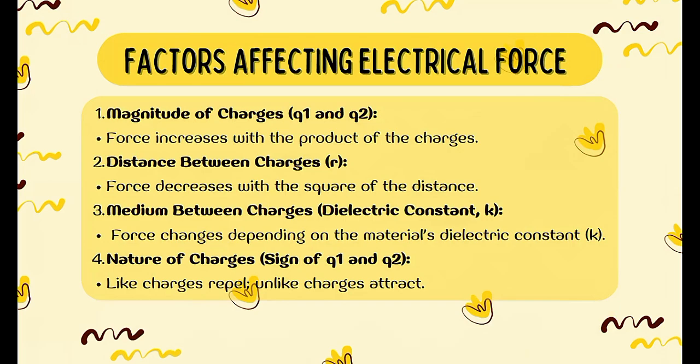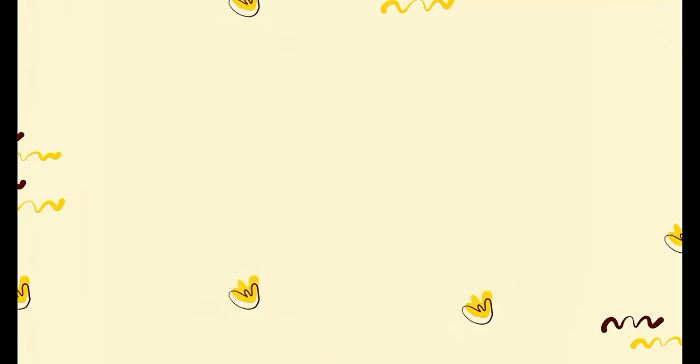Lastly, number 4, nature of charges, or the sign of Q1 and Q2. So like charges, both positive or negative, repel each other, while unlike charges attract each other. So the effect, while the magnitude of the force remains the same, the direction of the force, whether repulsive or attractive, depends on the sign of the charges.